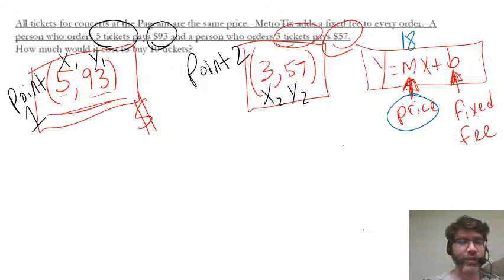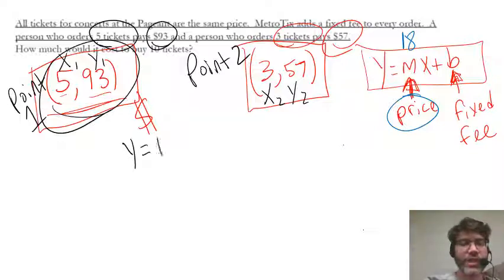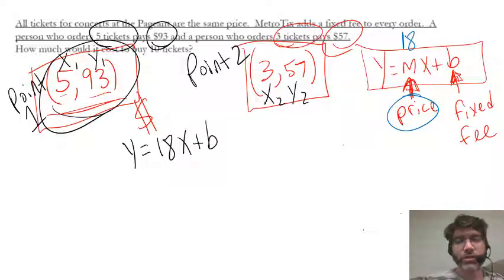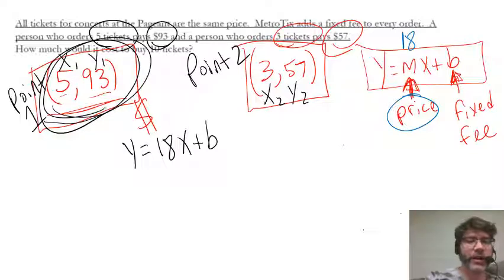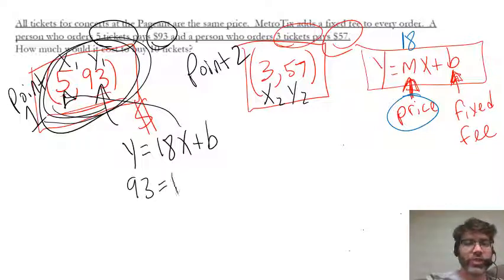Let's take one of the points. Let's do (5, 93). Okay, so we have y equals 18x plus b. How do I get the 18? Because the 18 is the price of a ticket, or the slope. So $18 is the price of a ticket. Okay, so all these tickets are $18. We need to figure out what the Metro Tickets service fee is, though. So let's plug in 93 for y and 5 for x, okay? So that's 93 equals 18 times 5.